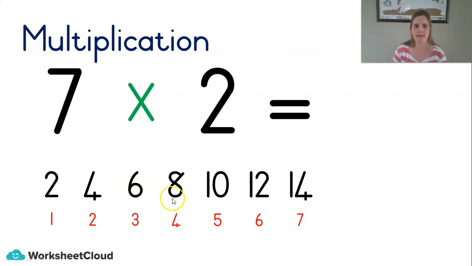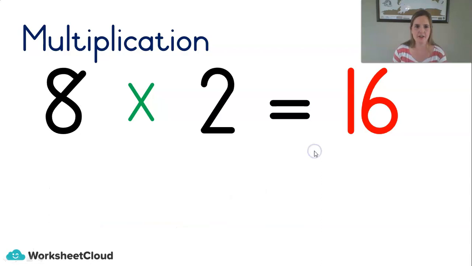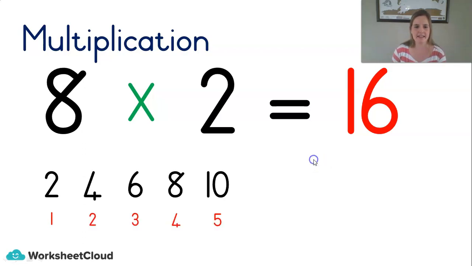2, 4, 6, 8, 10, 12, 14. There we go. We counted 7 times and the answer is 14. Very good. 8 times 2 is 16. 2, 4, 6, 8, 10, 12, 14, 16.